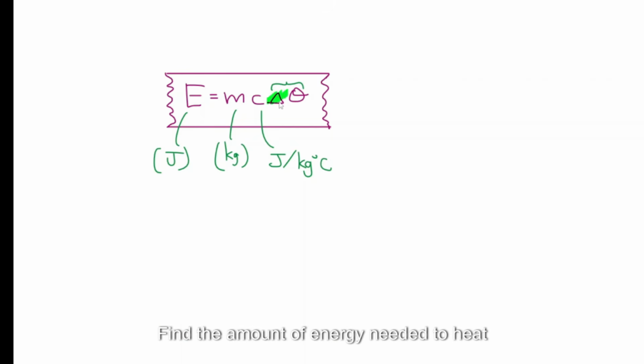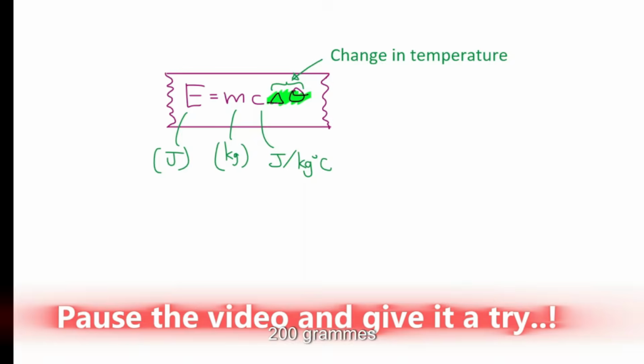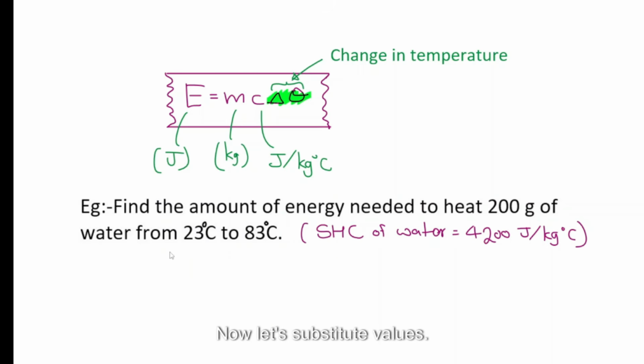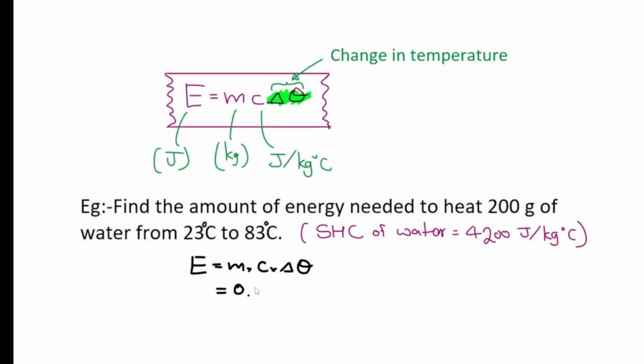Find the amount of energy needed to heat 200 grams of water from 23 to 83 degrees Celsius. So step 1, write the formula. Now let's substitute values. M is the mass. I should put 0.2. Why 0.2? Because it's in kilograms and here it's given in grams. So 200 divided by 1000 is 0.2, times specific heat capacity C of water, 4,200, multiplied by delta theta.